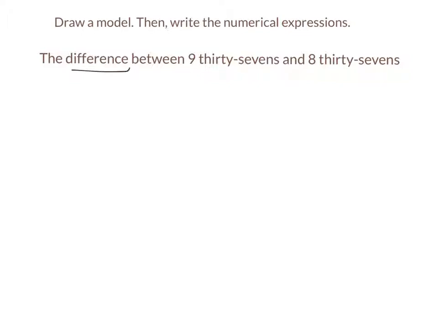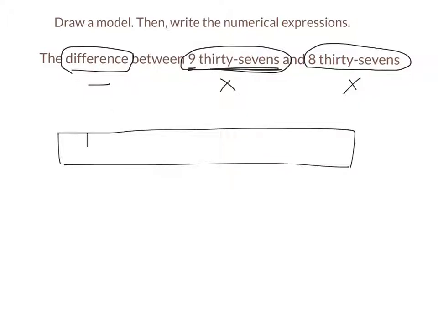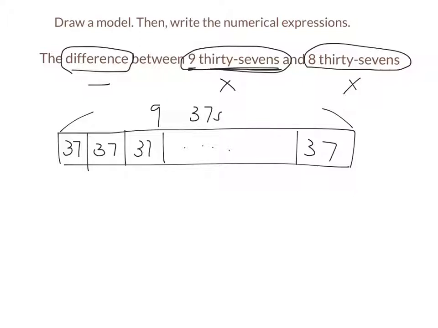If I'm finding the difference, what am I doing? Subtracting. Okay. If I have 9 37s, what am I doing there? Multiplying. I'm multiplying what 2 numbers? 9 and? 37. Okay. And over here, if I have 8 37s, what am I doing? Okay. So if I want to draw my model, I can show here that I have how many different 37s at first? 9. So I have 37, 37, dot, dot, dot, all the way until I have 9 37s. So I can show that here there are 9 37s, right?